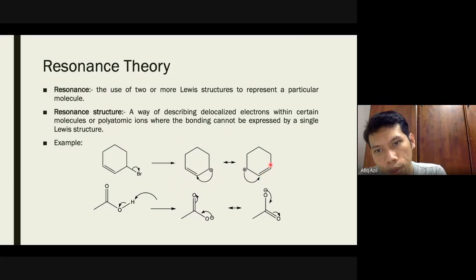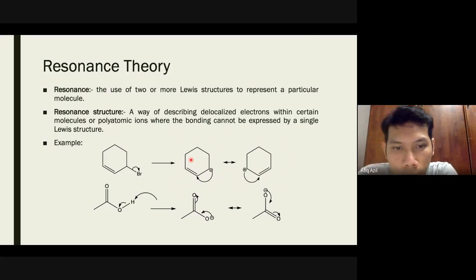Hence, it forms a double bond, and this original carbon will become positive. So it's like this middle carbon: first, it shared its electrons with this carbon, but now it wants to share the electrons with this carbon. So it forms a double bond over here, and this side will become positive. So these two are the resonance structures of the intermediate.